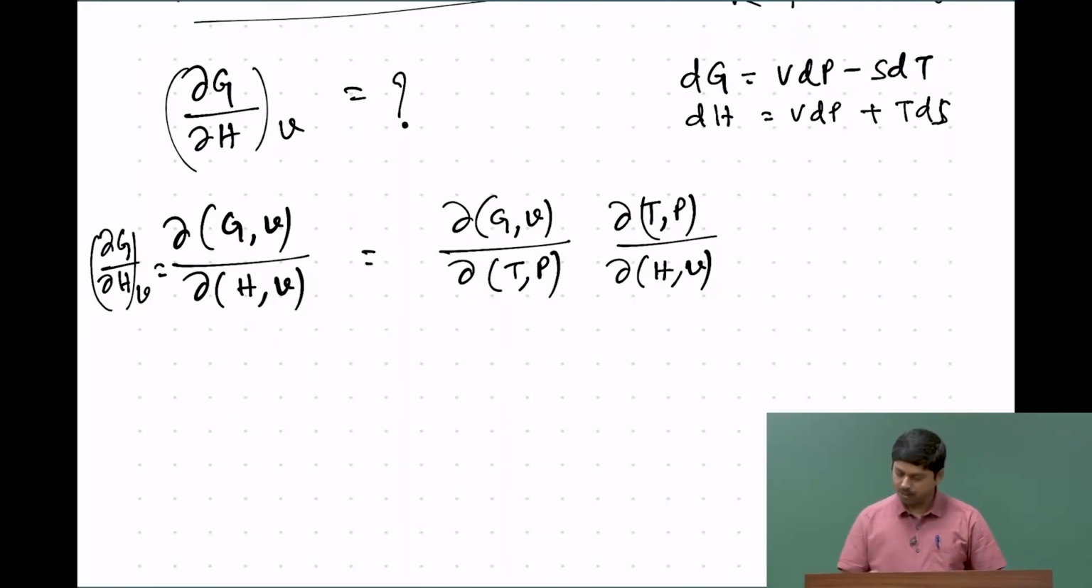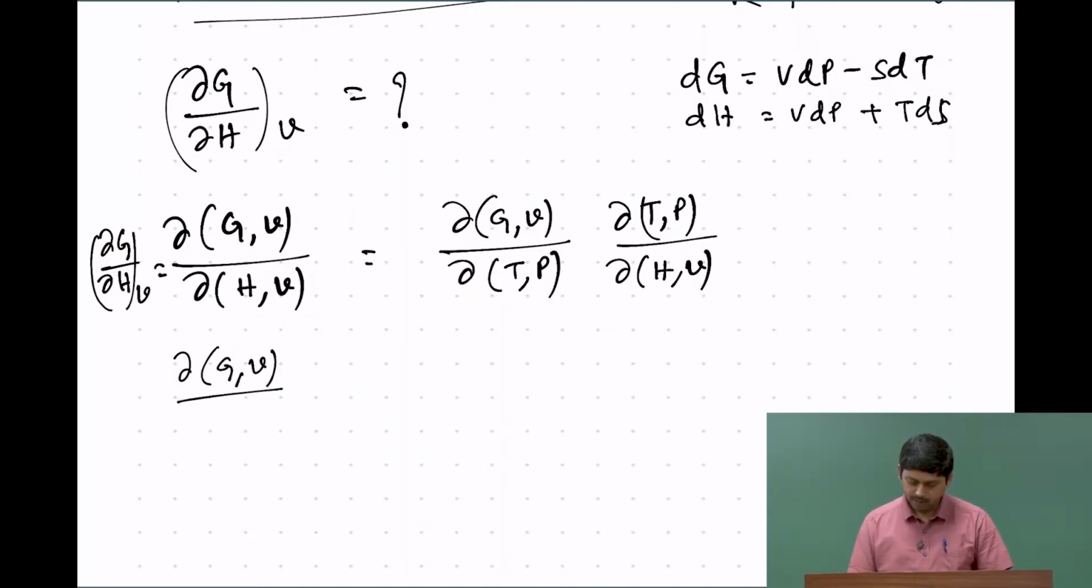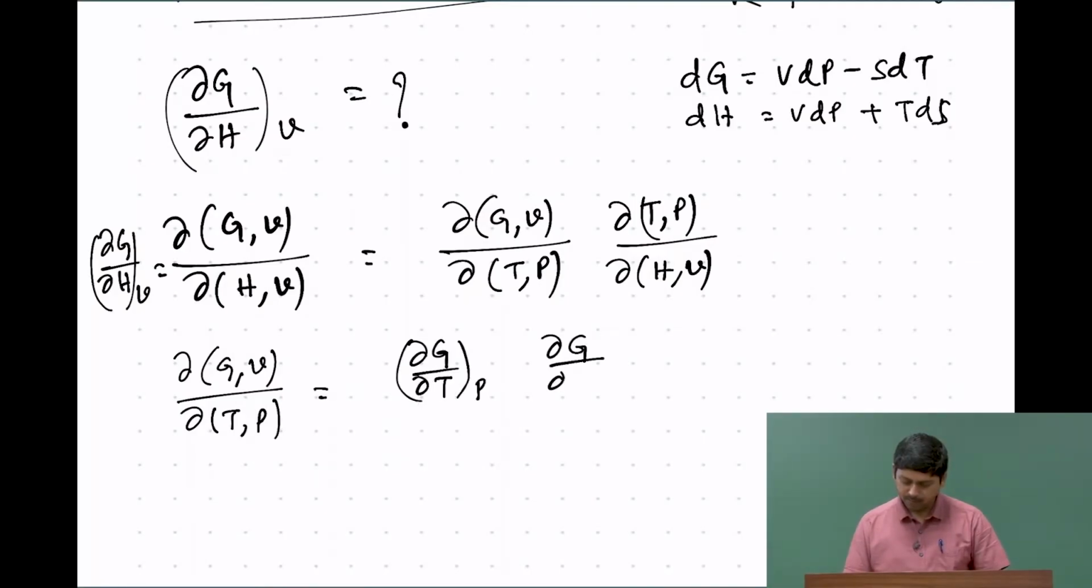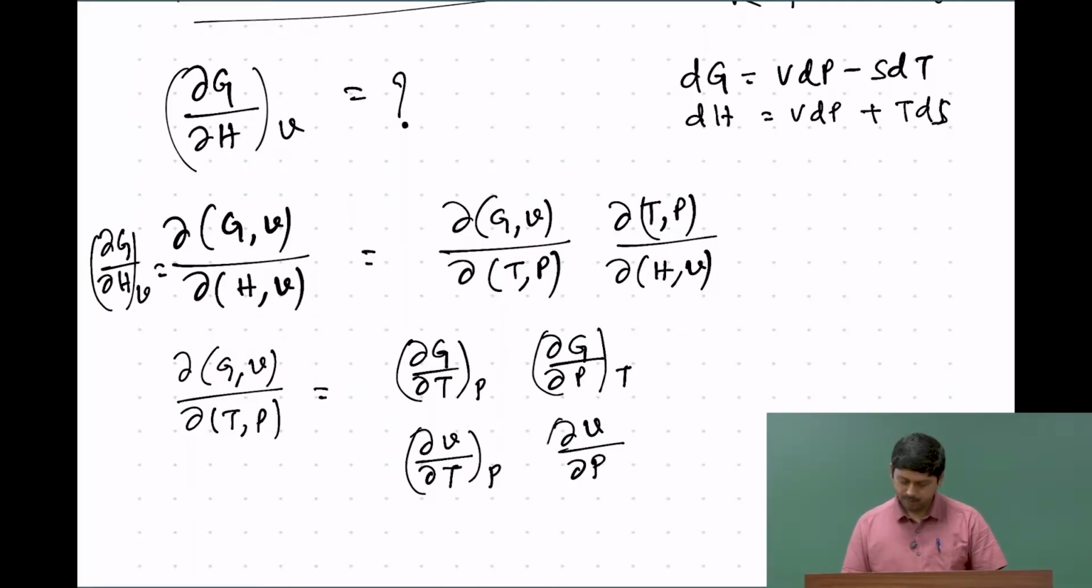So, this is a product of these two quantities. So, now let us separate them and write that. So, del G V by del T P is equal to del G by del T at a constant P and del G by del P at a constant T, del V by del T at a constant P, del V by del P at a constant T.